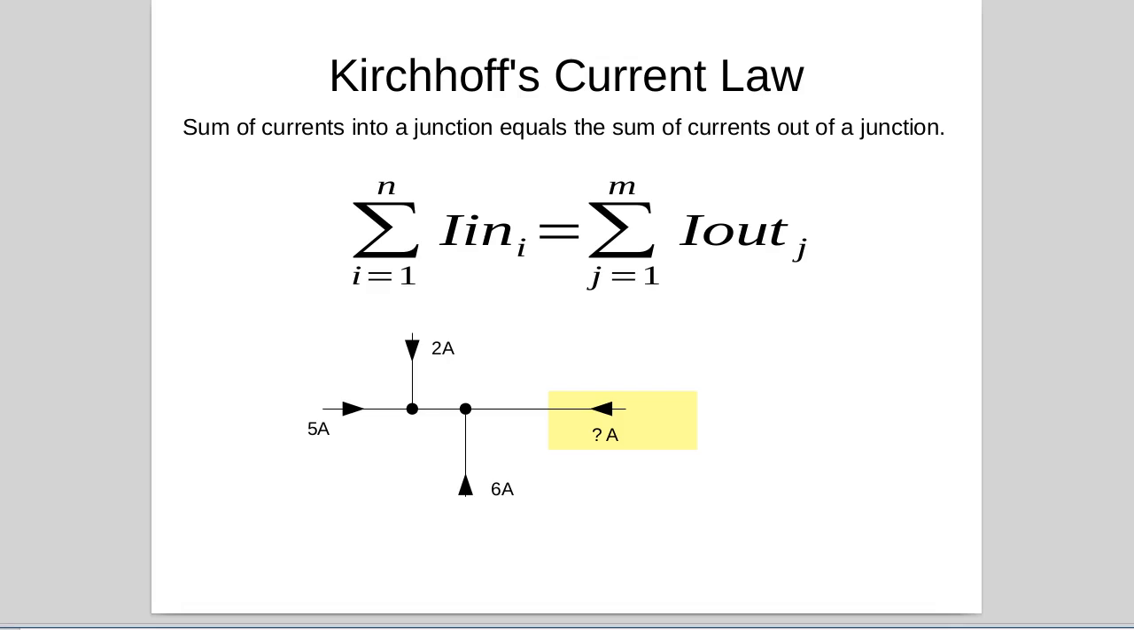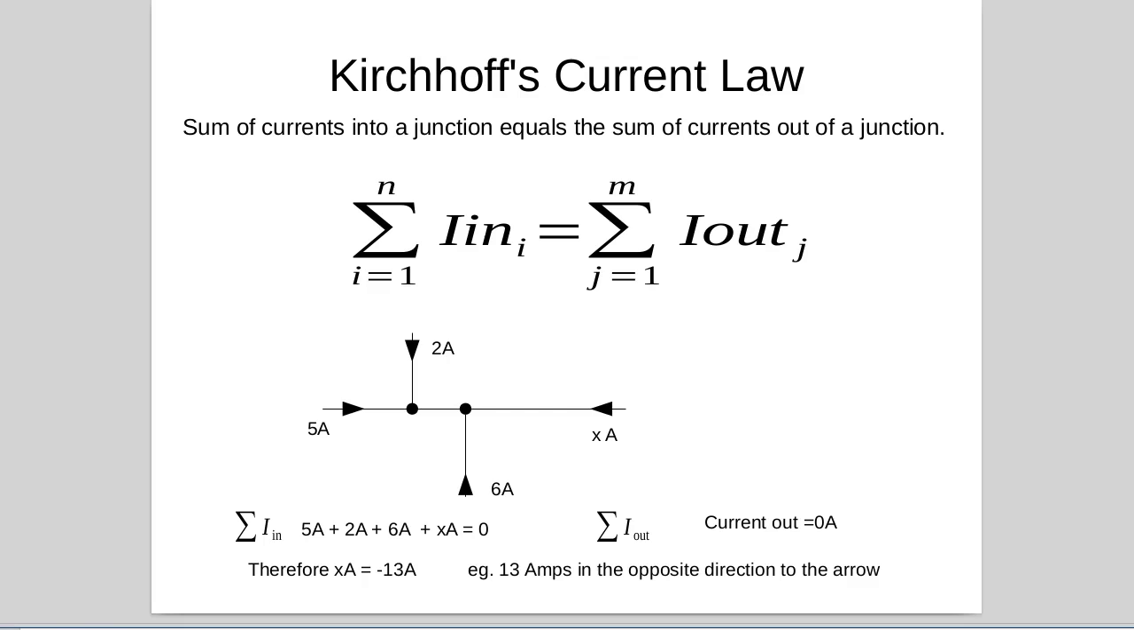What if I turn the arrow around? Well then, the current out is 0 amps because there's no arrows pointing out. If we put the equation for the current in, then we've got 5 amps plus 2 amps plus 6 amps plus an unknown is 0 amps. Therefore, the unknown is minus 13 amps, or 13 amps flowing in the opposite direction to the arrow.